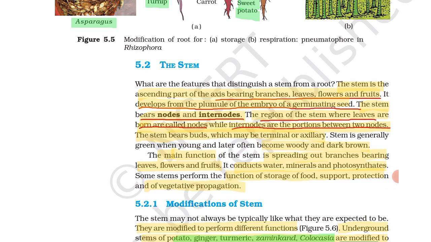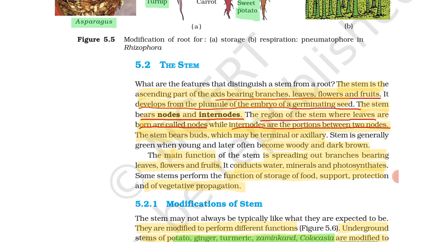The stem bears nodes and internodes. So see the concept of nodes and internodes. The region of stem where leaves are born is called nodes, while internodes are the portion between two nodes. So a region where leaves are born is called nodes, and in between two nodes that portion is called internodes.